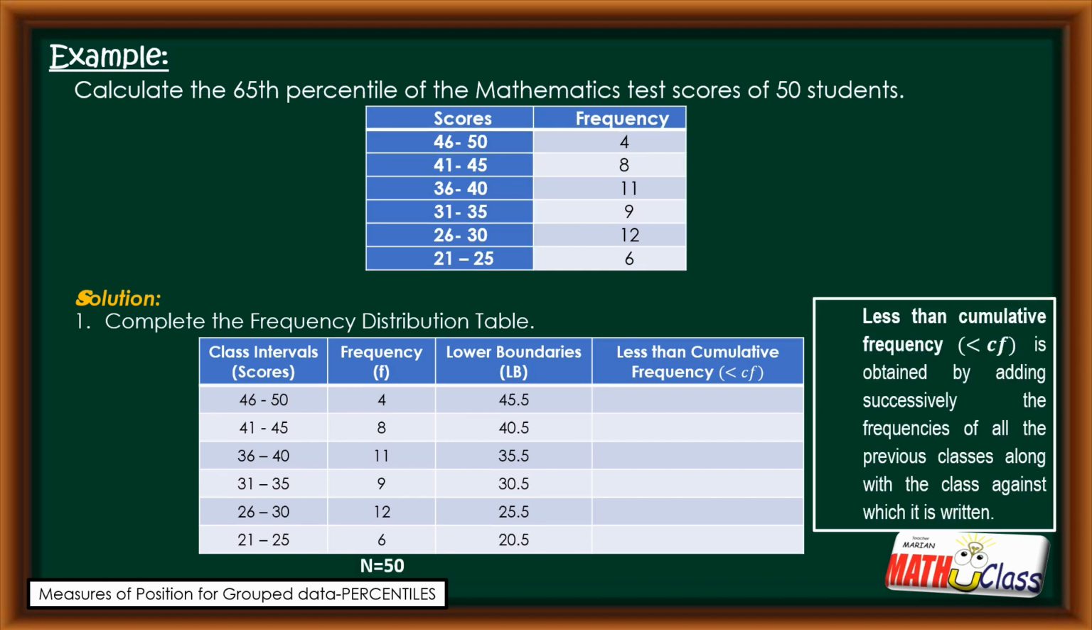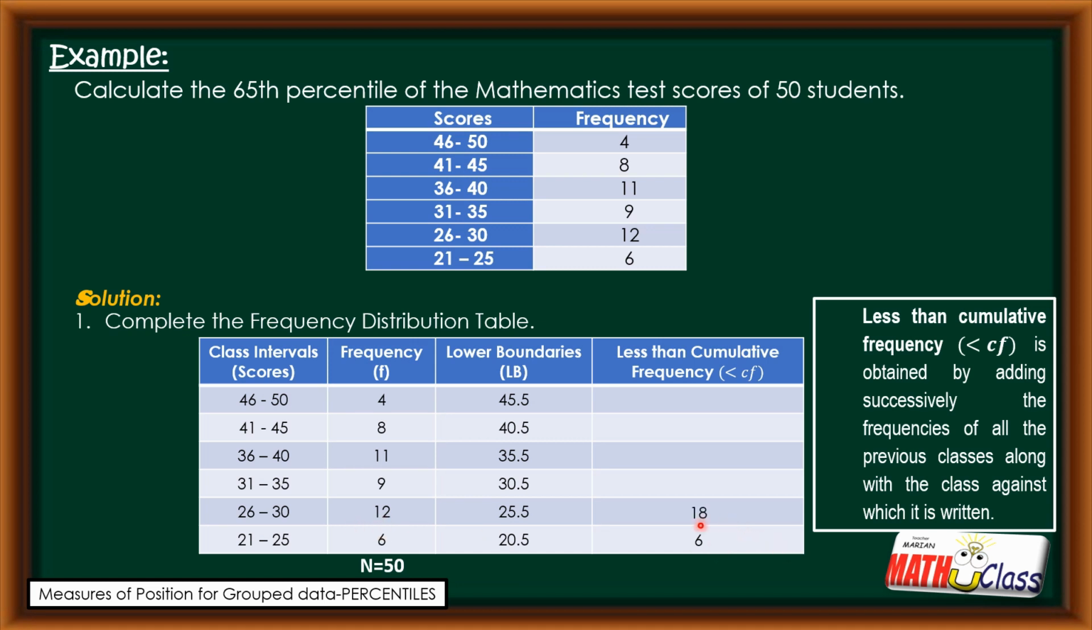Next is the less than cumulative frequency, which is obtained by adding successively the frequencies of all the previous classes along with the class against which it is written. In this type, the cumulation begins from the lowest to the highest size. So we will start from the bottom. The first entry will be the same as the first entry in the frequency column, which is 6. The second entry will be the sum of the first two entries in the frequency column. So 6 plus 12 is 18.